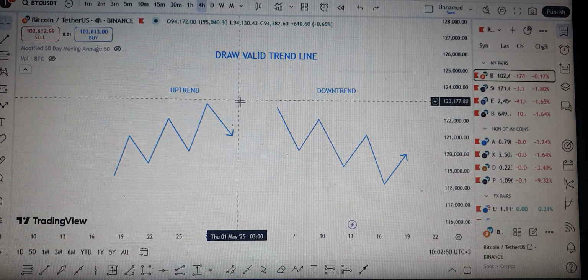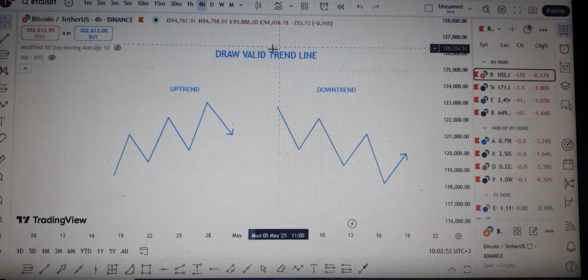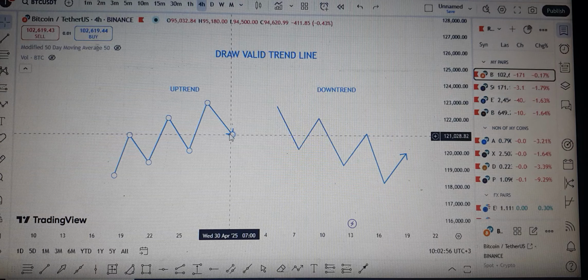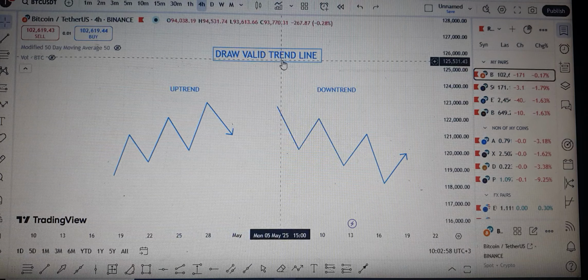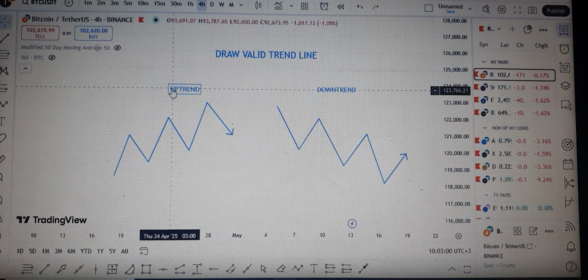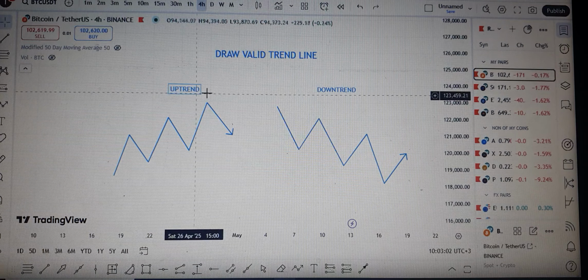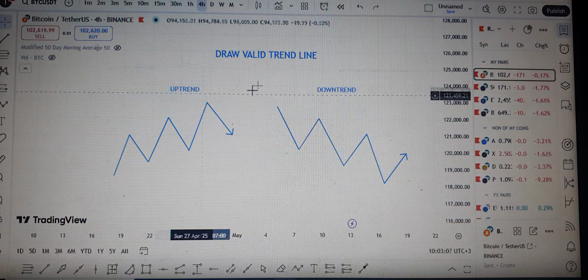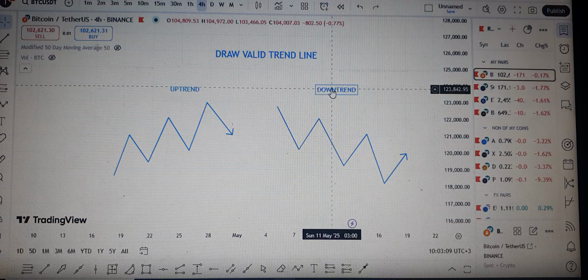Let's look at how to draw a valid trend line. In an uptrend, of course, we know we have two trends. A trend line is a word coming from trend. We have uptrend and downtrend, and in both, trend lines are drawn differently. Most people make mistakes when they are drawing their trend lines. This is how you should draw the best trend lines.